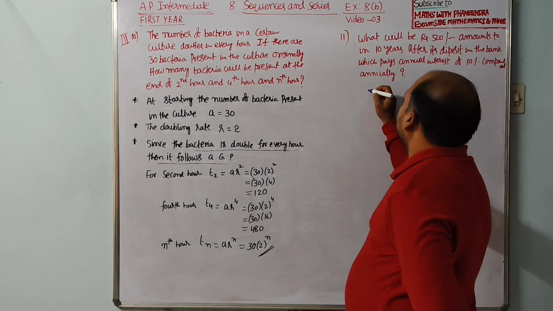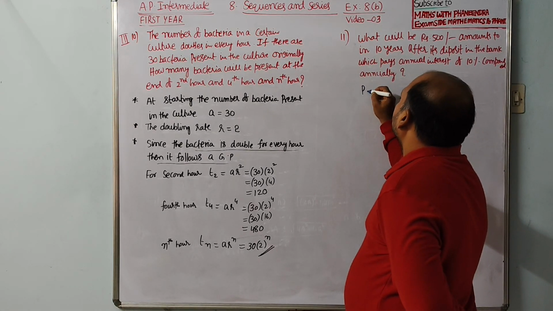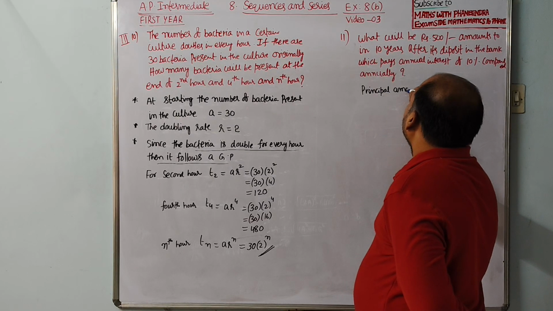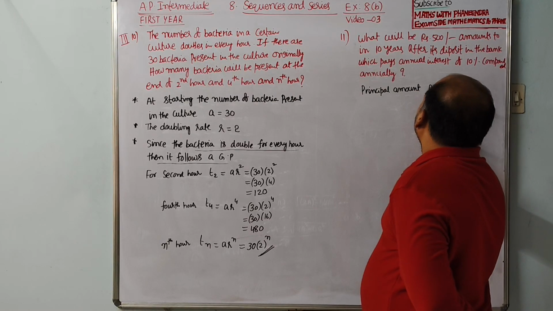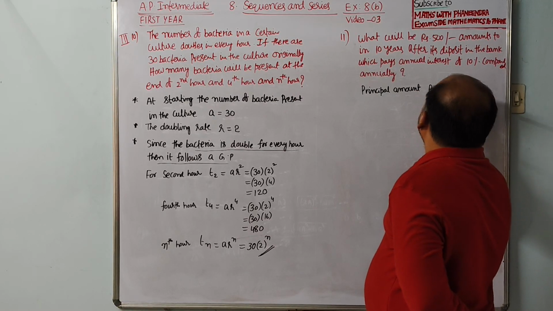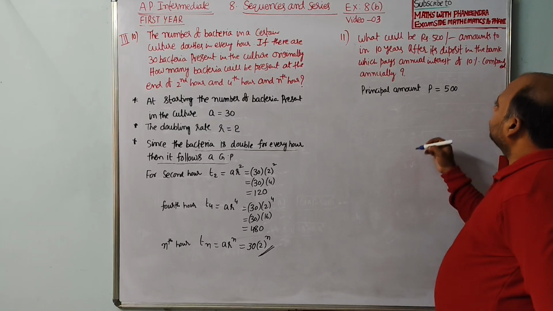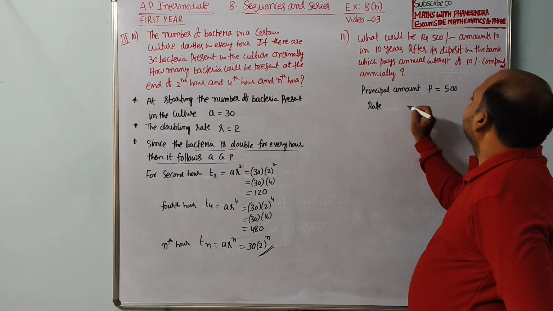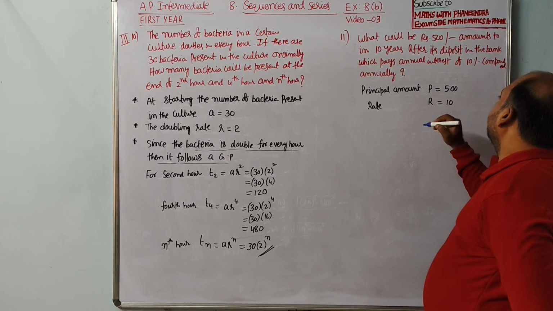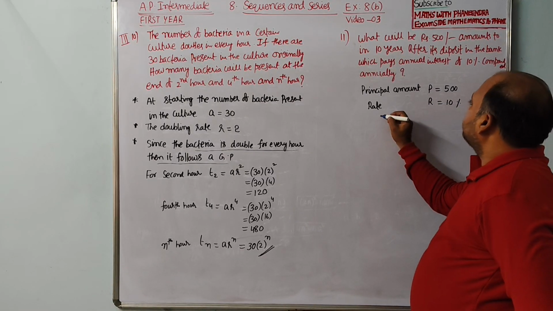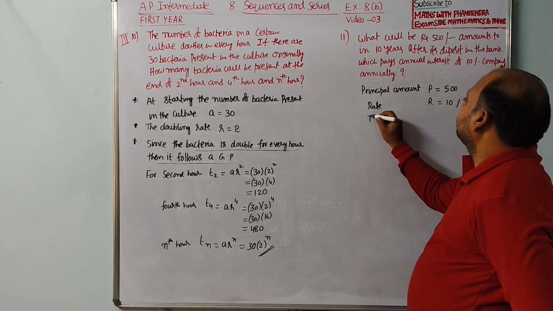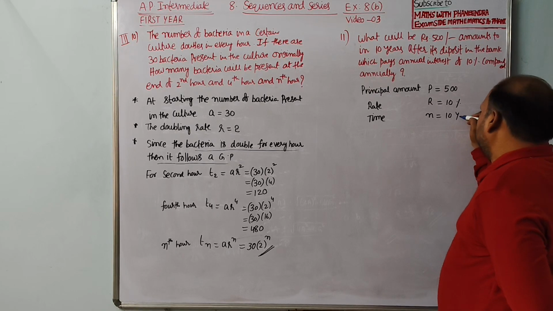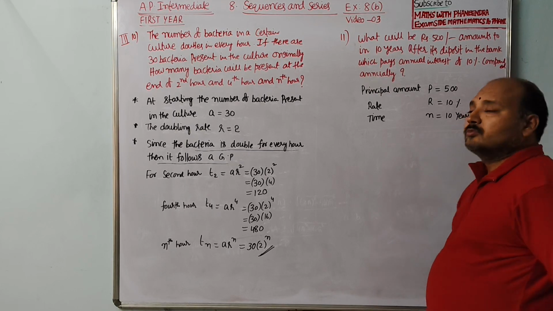So, principal amount P is equal to 500. Next, rate of interest, so R is equal to 10. Next, time, N is equal to 10 years.